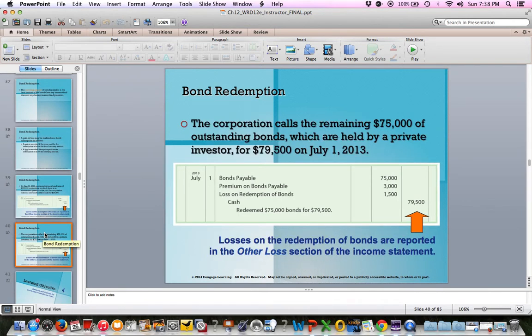Bond redemption, to continue that. The corporation calls the remaining $75,000, which are held by a private investor. They pay $79,500 to redeem those. So we credit cash for $79,500. We debit the bonds payable for $75,000. We have the premium left over, $3,000, to reduce. And now to make it balance, we have to debit the loss account. Basically, we're just comparing the book value given up to the price we paid to settle the claim. The difference is the gain or loss.